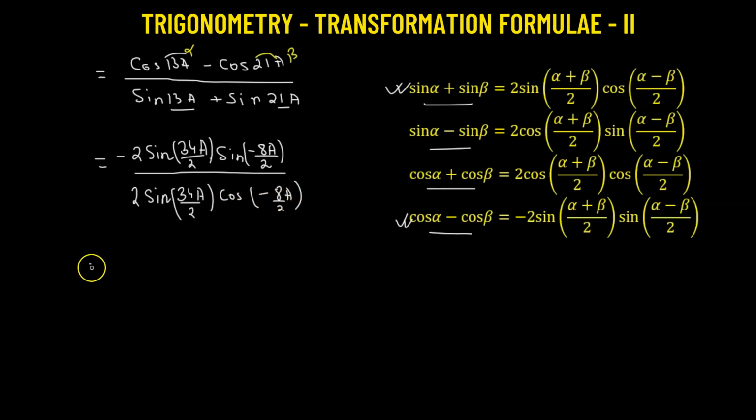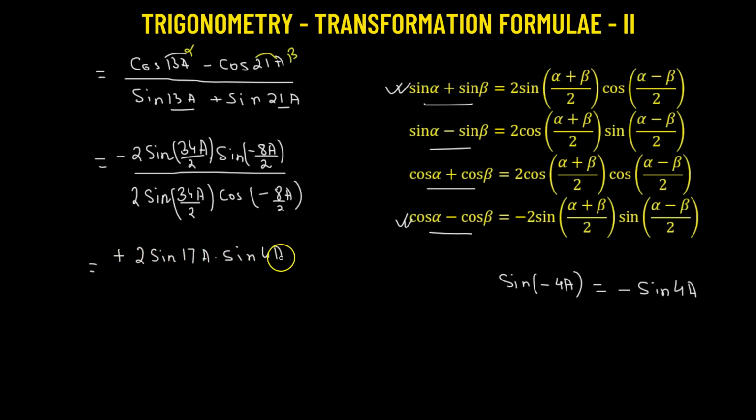Let's further simplify. We have negative 2 times sine of angle 34a over 2, that's going to be 17a, multiplied by sine of angle negative 8a over 2, which is negative 4a. But we know that sine is an odd function, so this is equal to negative sine of 4a. Since we get negative sine of 4a and we already have a negative sign here, this is going to be positive sine 4a.